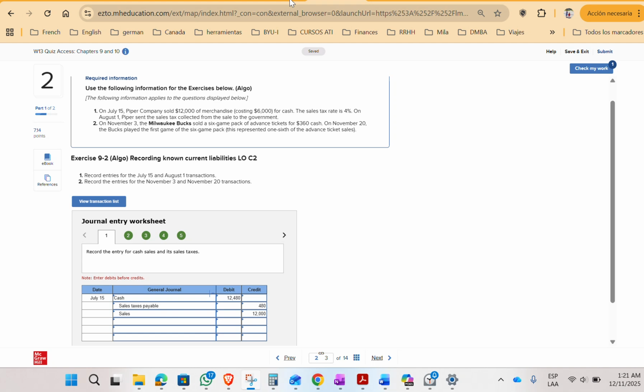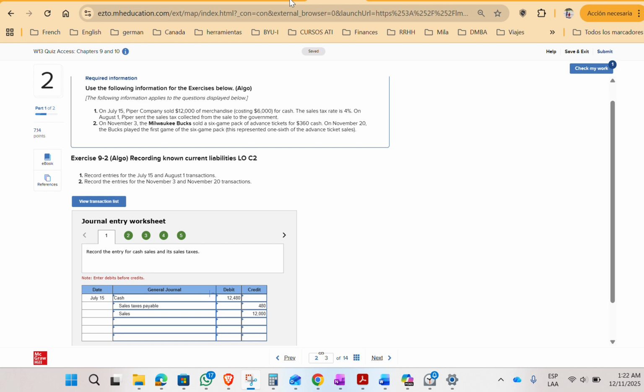This week we have learned a lot about liabilities, and so now in exercises 2 and 3, which go together, we are going to recognize some of these known current liabilities and record them too. The first exercise says that on July 15, Piper Company sold 12,000 of merchandise costing 6,000 for cash. The sales tax rate is 4%. On August 1st, it sent the 5% sales tax collected from the sale to the government.